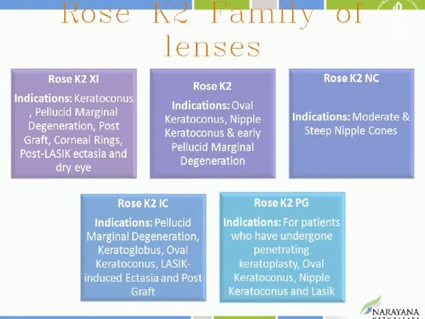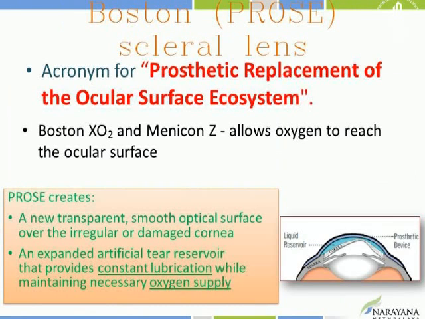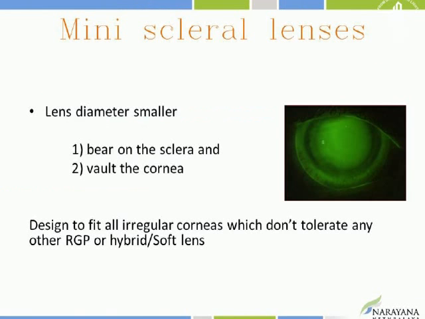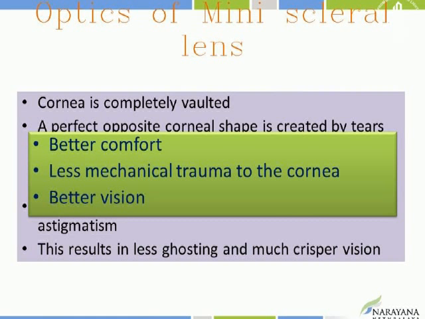PROSE is prosthetic replacement of the ocular surface ecosystem. In short, it forms a liquid bandage contact lens over the entire cornea which gives constant lubrication and oxygen supply. These are the mini scleral lenses, the same version with a smaller diameter, especially for keratoconus. The optics are similar, where they vault over the cornea and rest on the sclera. So they give better comfort, less mechanical trauma, and better vision.